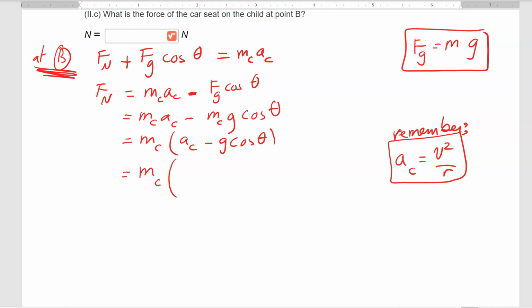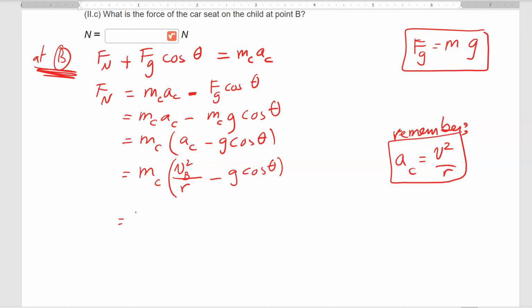And whenever you have the force of gravity, you're always going to need mass times the acceleration of gravity. So that's physics 1 stuff that we're building that we're going to use in physics 2 down the road, by the way. So now I have v squared over r, and I'm going to use vB because we're solving at B, and here's the rest of the equation.